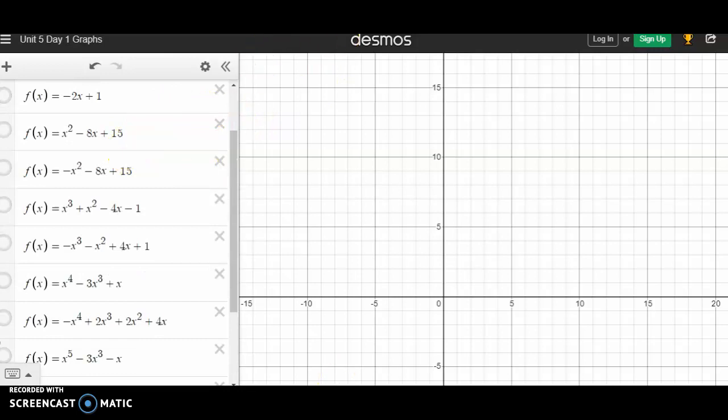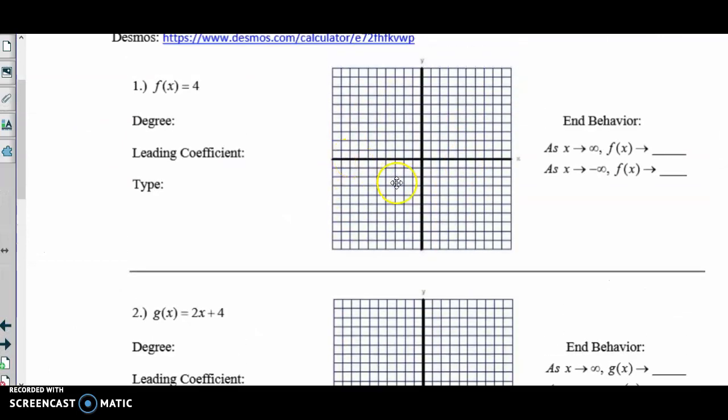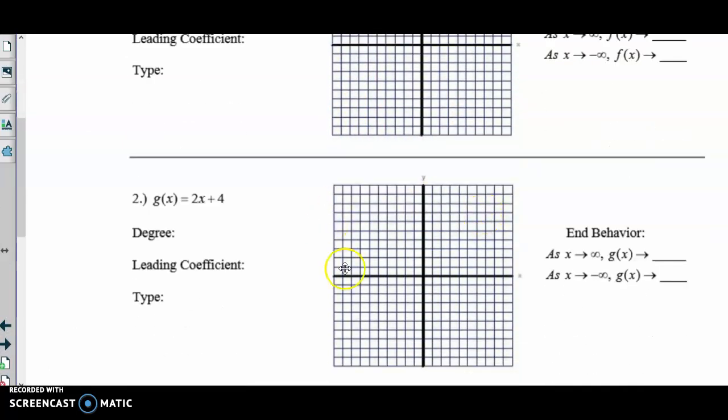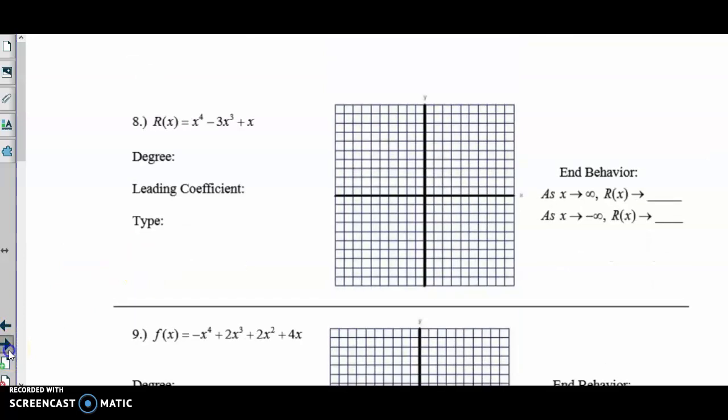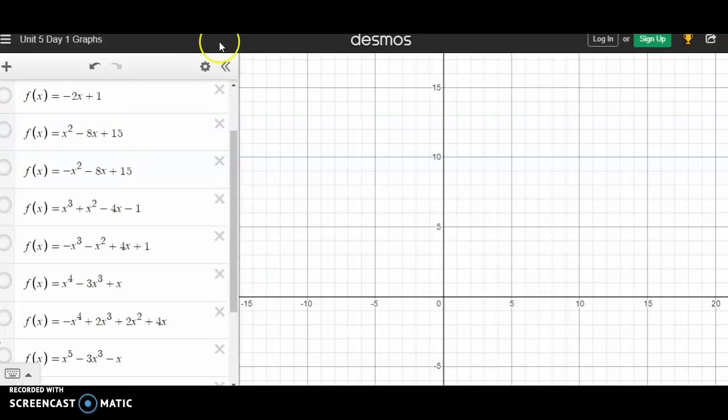Honestly, your graphs on here don't have to be perfect. I just want you to have an idea of what the graph looks like, because the degree and the leading coefficient are going to tell us what the end behavior looks like. The middle I don't care about right now. Later we will, but the end behavior is what we want to know. What are the ends of my graph doing? So you're going to work through that, and once you're done, you're going to watch the video where I put everything together.